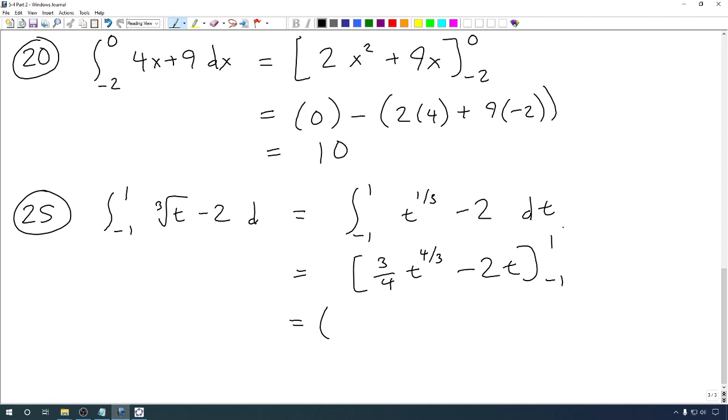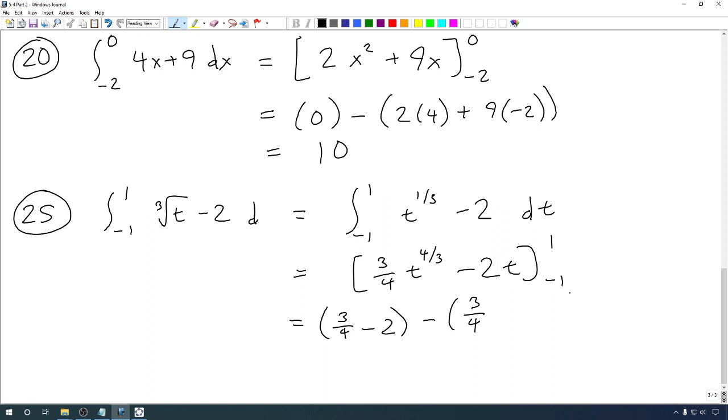We plug in our top limit first. When we plug in 1, 1 to the 4/3 is 1. So we get a 3/4 here, minus 2 times 1. Then we subtract what we get when we plug in negative 1. We still have the 3/4, and negative 1 to the 4/3 is still a positive 1. Remember, that 4 is the 4th power of the cube root of 1, and that 4th power is going to get rid of any negatives. So we are still going to have a positive 3/4 here.